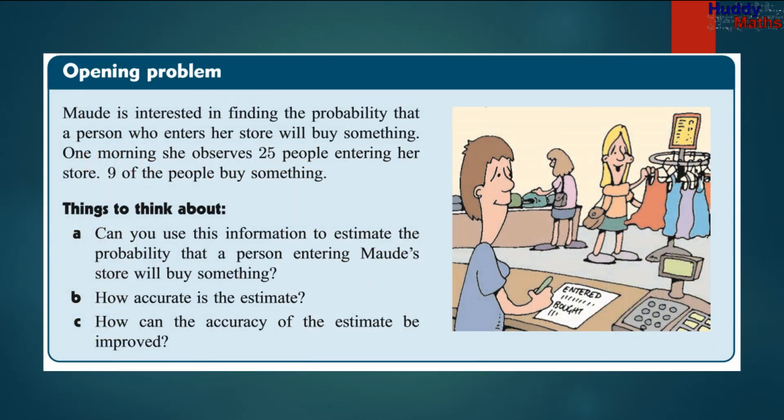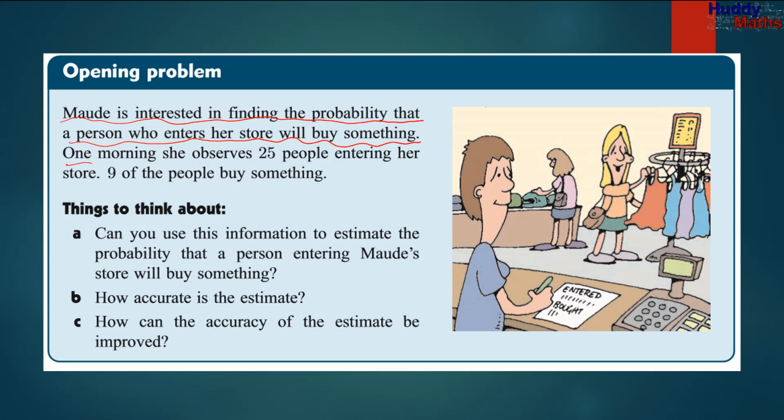All right, so let's go to our opening problem to stimulate some thought there. So let's read it together. Maud is interested in finding the probability that a person who enters her store will buy something. That's fair enough. She wants to make a living.